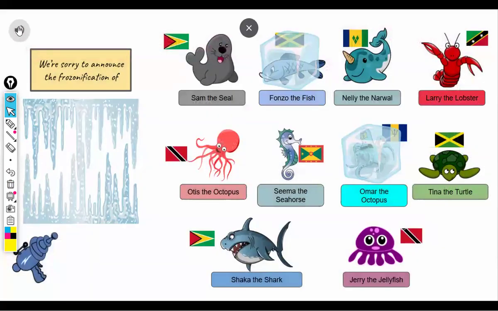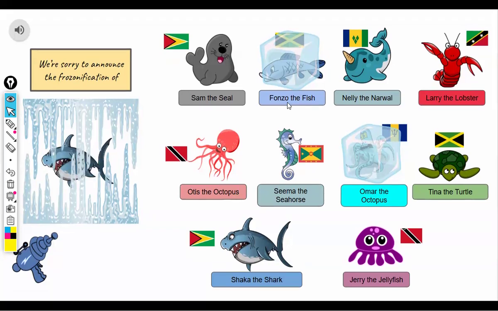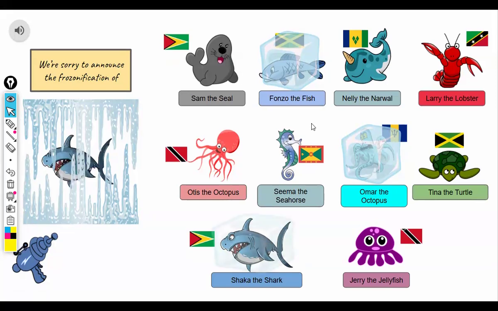All right, let's see who is next to go. Let's see who is next. Oh no, a lot of people are out of the game. It's Shaka the Shark. He is out. Okay, let's move on.